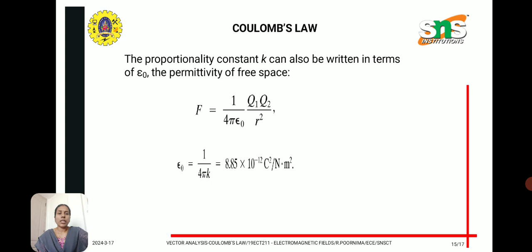The proportionality constant can also be written in terms of epsilon naught, which is the permittivity of free space. The permittivity means the ability of a substance to allow the electric field or store the electric field. So we can rewrite the force equation using this relation.